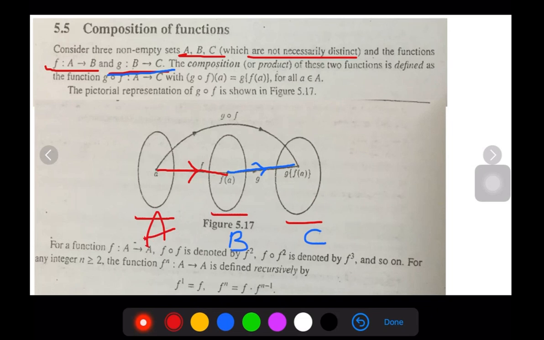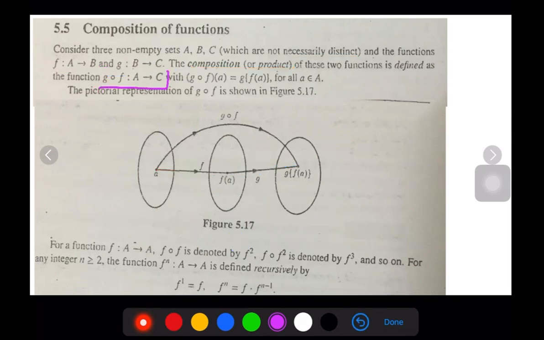And this is A. The composition, also called a product, or composition or product of these two functions, is defined as the function G composition F. G composition F is defined as a function from A to C. So this is called G composition F.